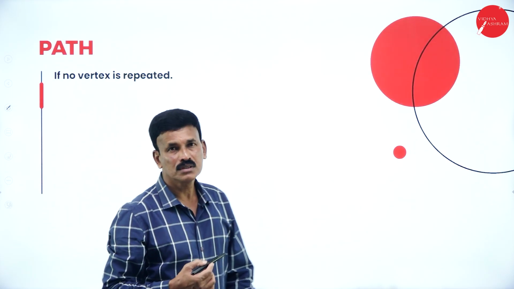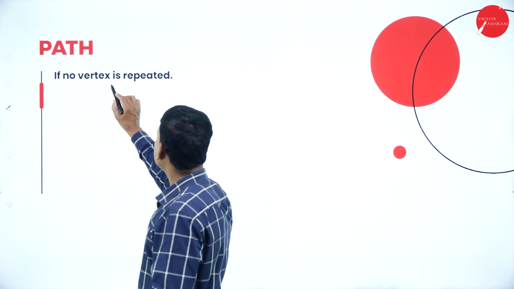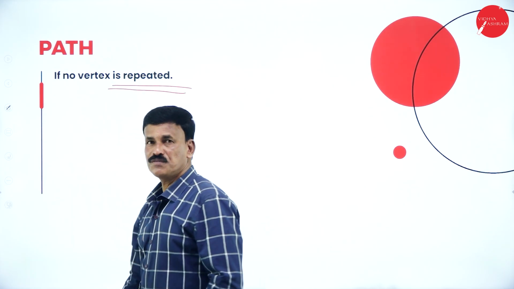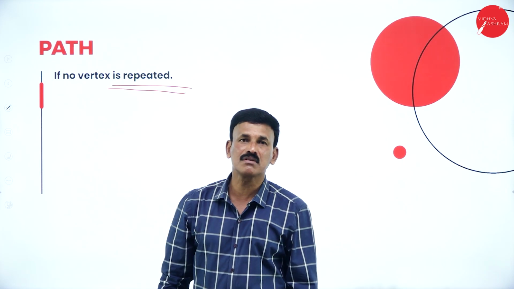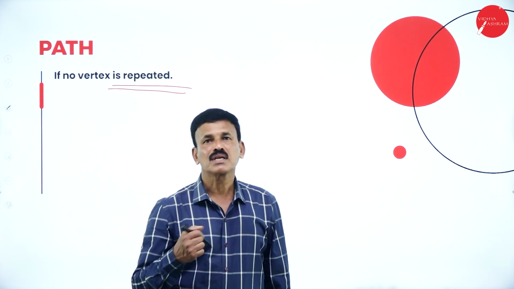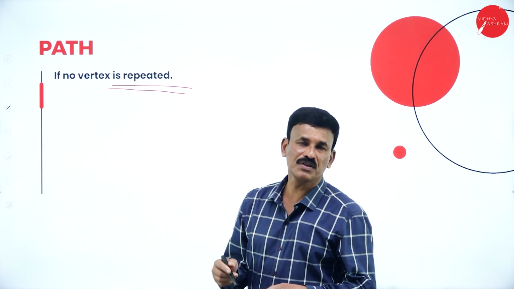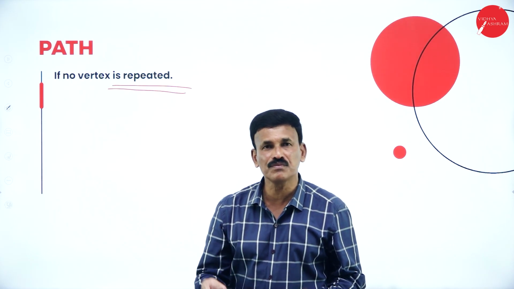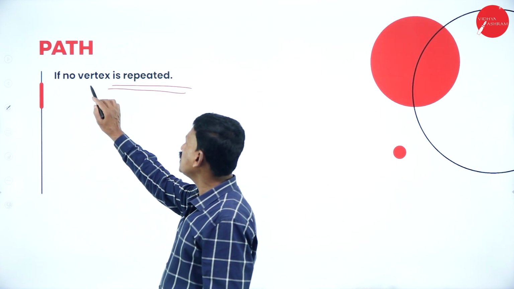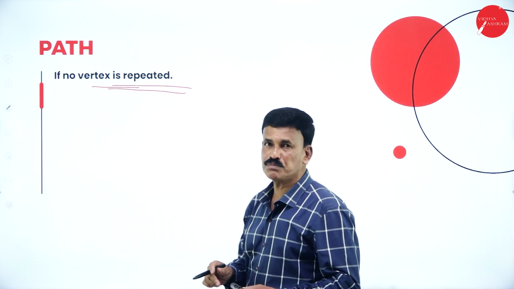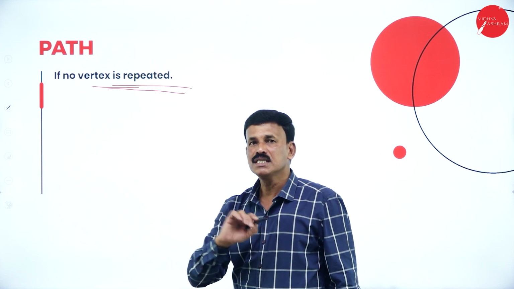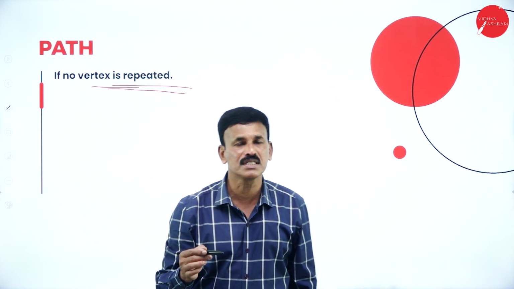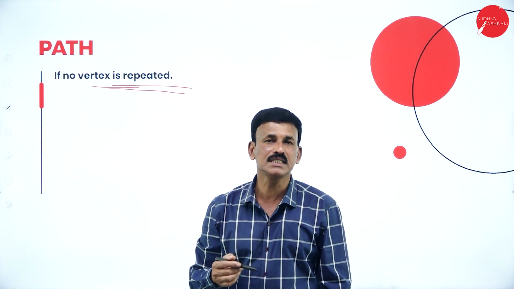Path. Path means no vertex is repeated. If no vertex is repeated, then it is called a path. That is, the connection between a pair of vertices without repetition is called a path. If no vertex is repeated, then it is called a path.